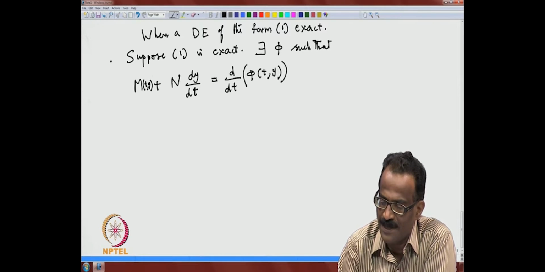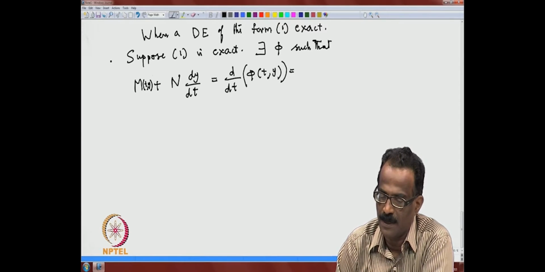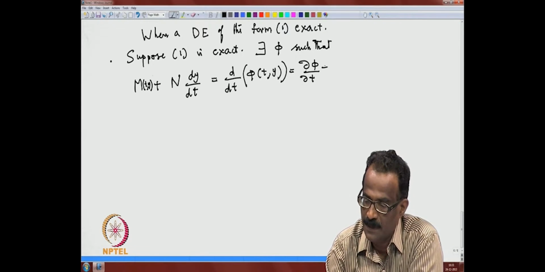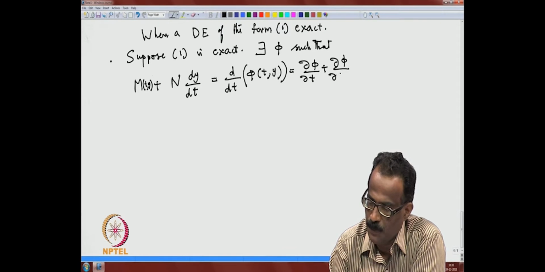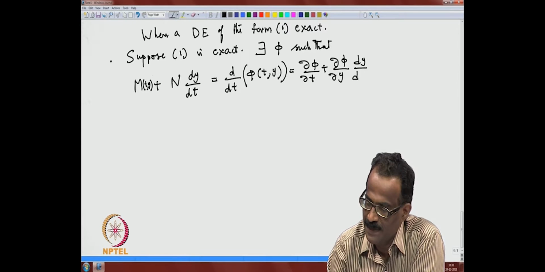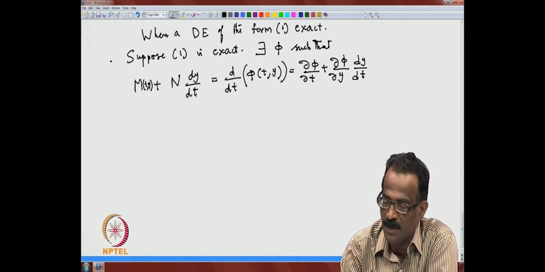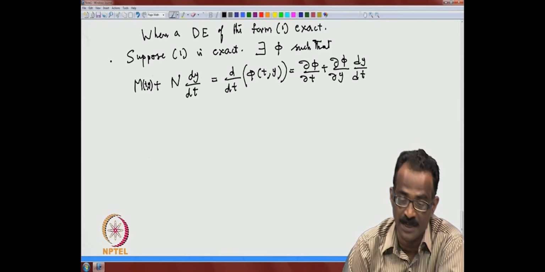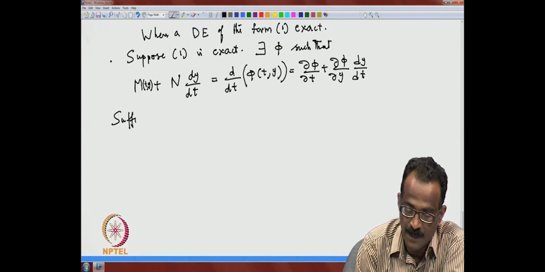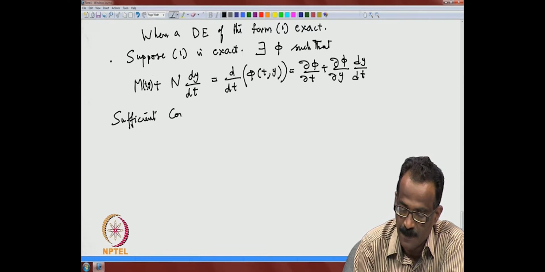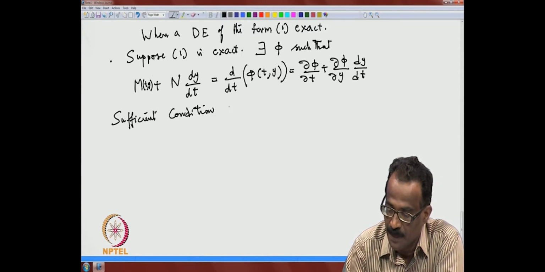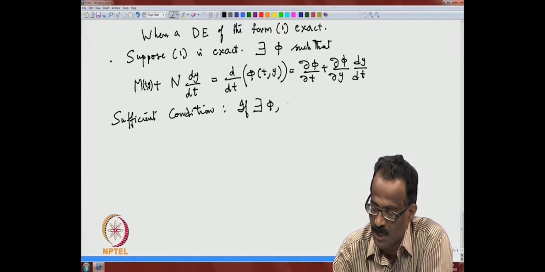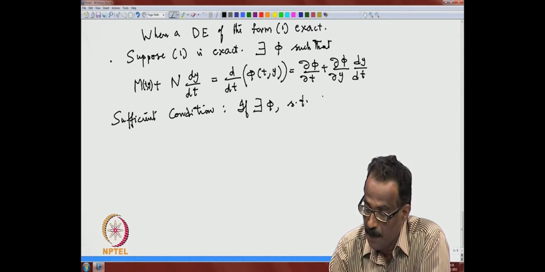Now, of course, y is treated as a function of t. So, if you calculate the total derivative, this will be d phi by dt plus d phi by dy into dy by dt. From here you cannot immediately conclude that M is equal to d phi by dt and N is equal to d phi by dy, but you will immediately get a sufficient condition. What is a sufficient condition?